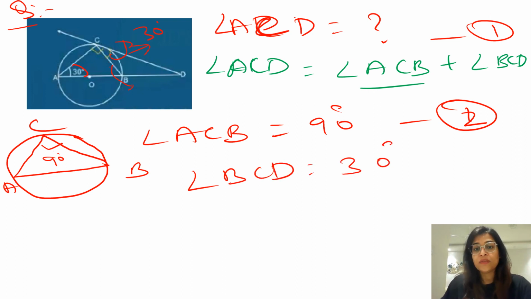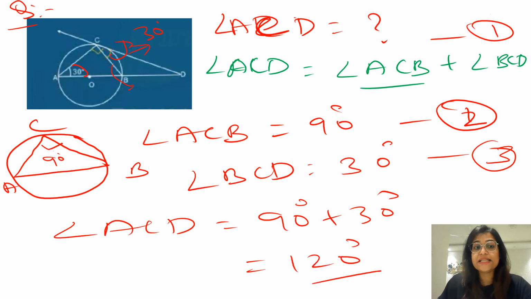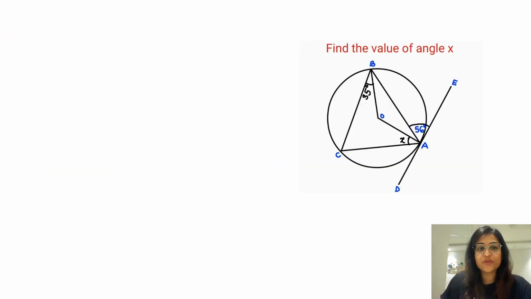So angle BCD is 30 degrees. Now put these two values in equation 1. We get ACD as 90 degrees plus 30 degrees. So the answer is 120 degrees. The value of angle ACD is 120 degrees. Let's look at the next question.